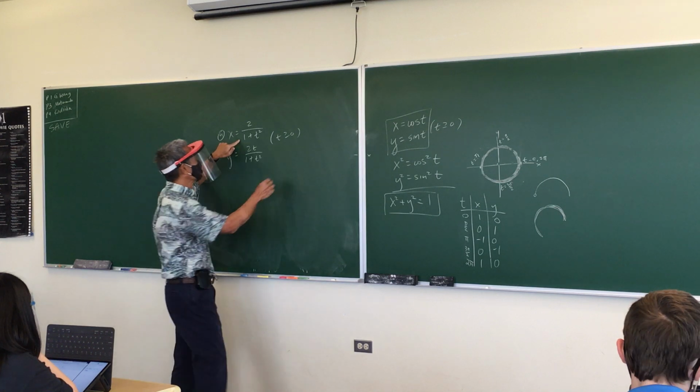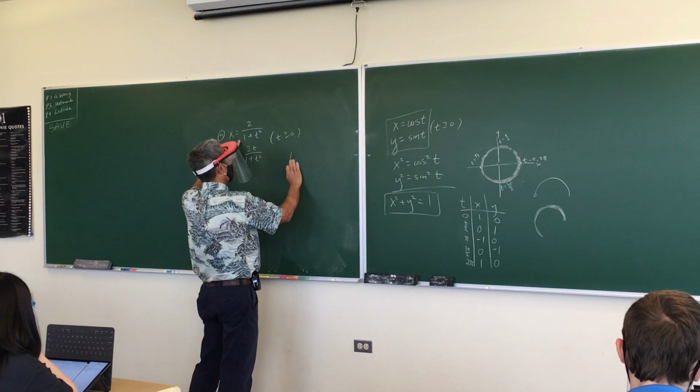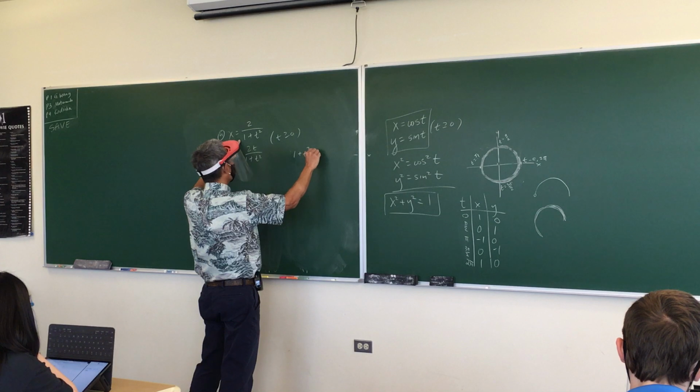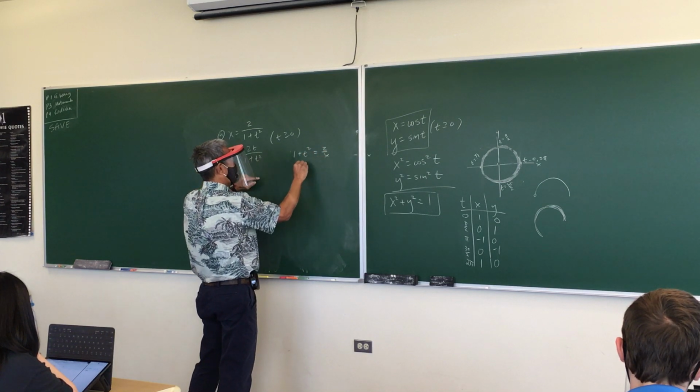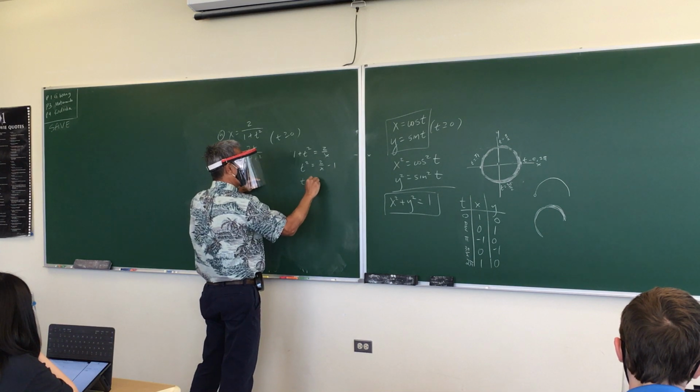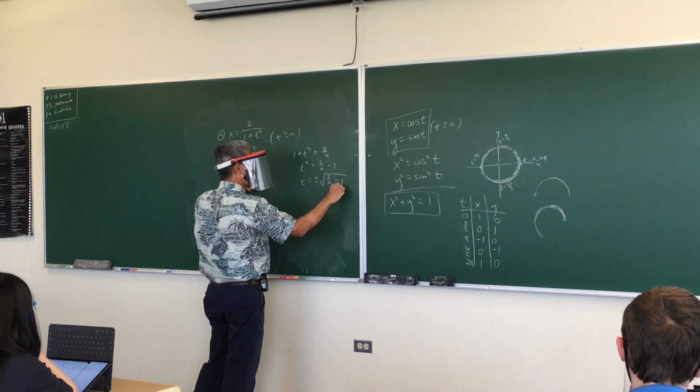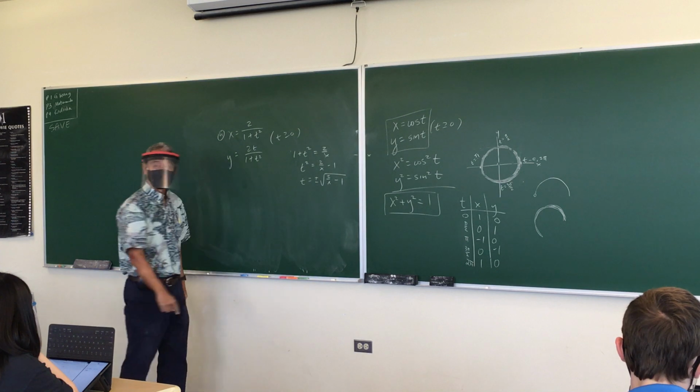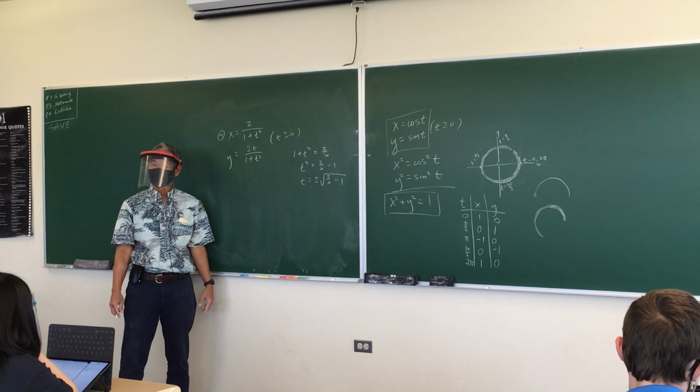Look, if you solve for t in this equation, what are you going to get? 1 plus t squared is equal to 2 over x. T squared is equal to 2 over x minus 1. T equals plus or minus the square root of 2 over x minus 1. Take that and plug it into this equation. Can you see it's going to be a mess?